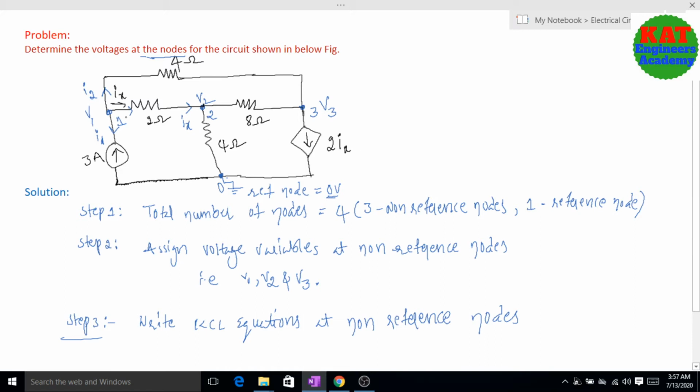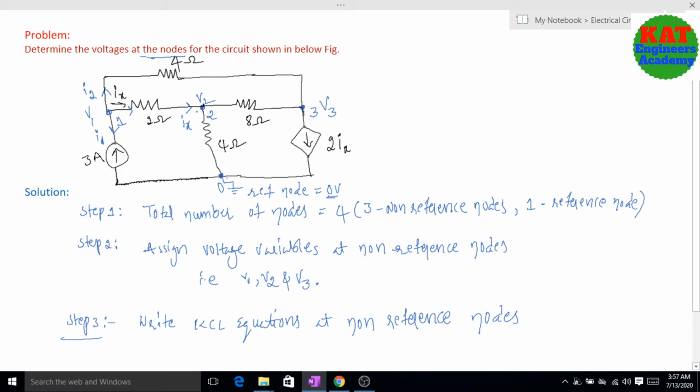Ix will be the current flowing through the 2Ix source. Don't change the Ix value, because here they have given one dependent source, and the dependent source depends upon the value of this Ix. This 3 amps is directly an independent source, and this 2Ix is the dependent source. Okay, this is V1, this is V2.